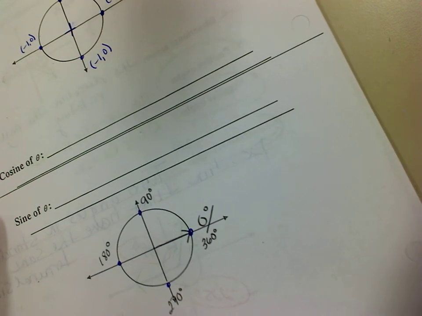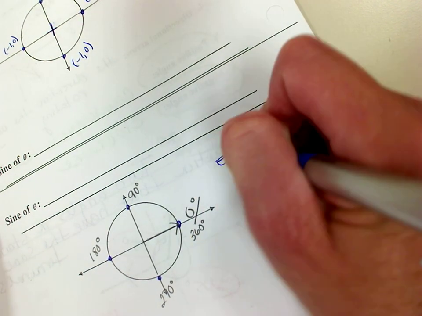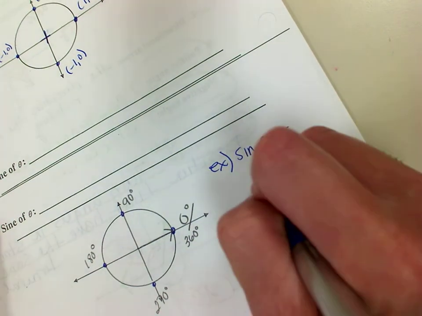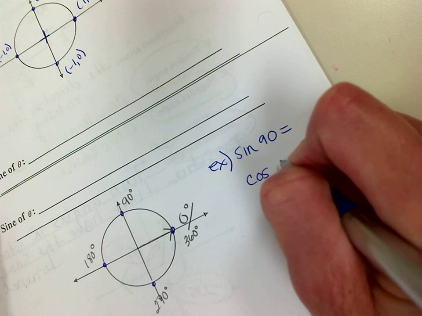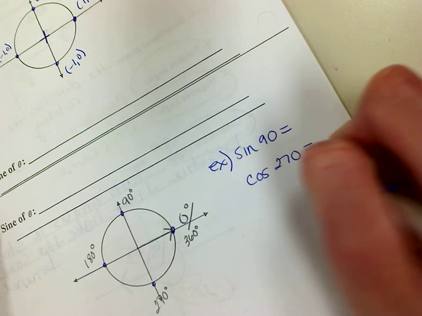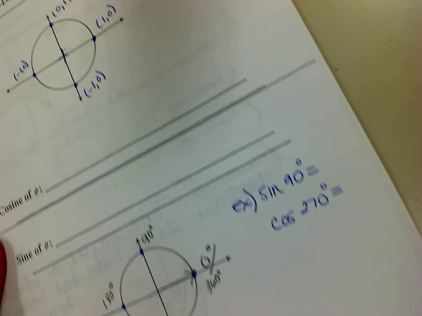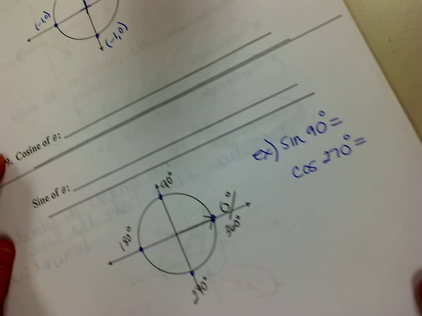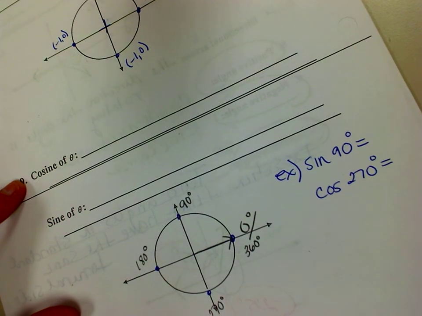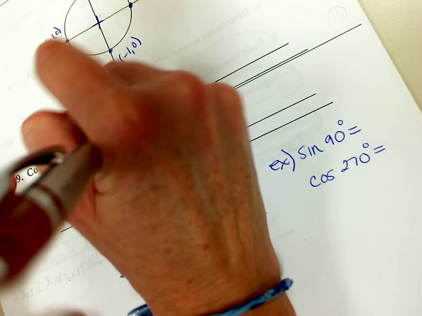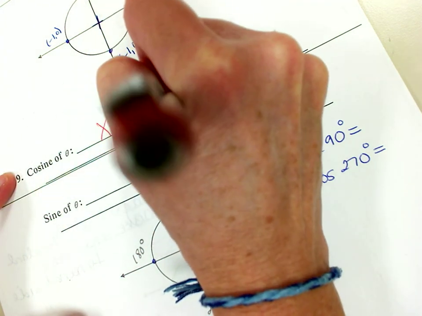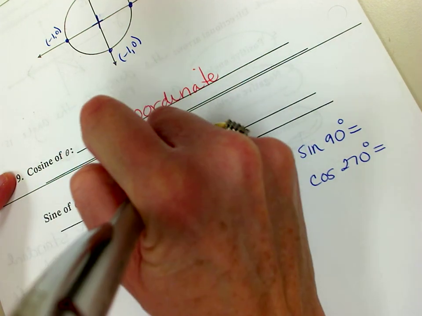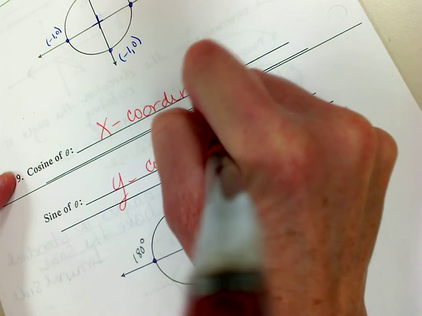So if I ask you, for example, what is the sine of 90 degrees? Or what is the cosine of 270 degrees? I have to keep these two things in mind. So that brings me to number 9. Cosine is always the x-coordinate, and sine is always the y-coordinate.